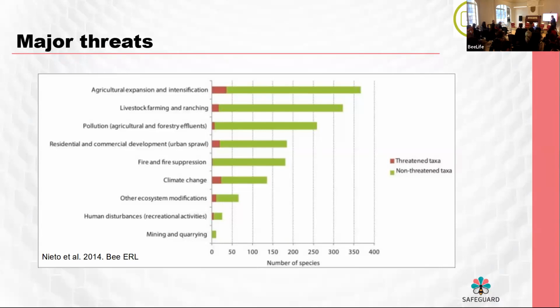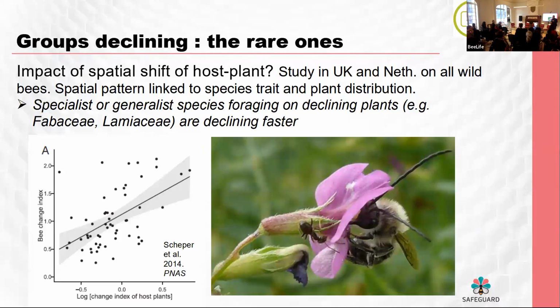So if you look a bit more into detail at which groups are declining and which groups are not declining, I just said before that some species are declining, some species are not. Can we find a common pattern among the species that are declining?